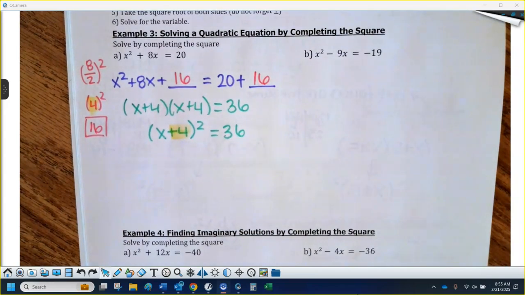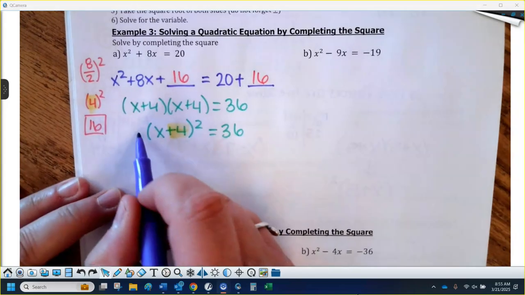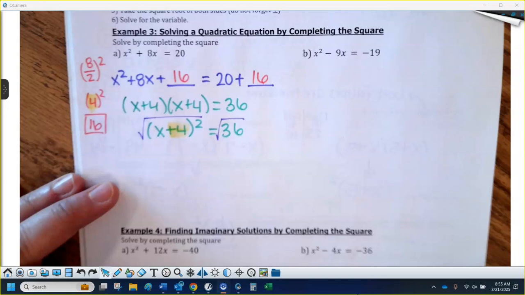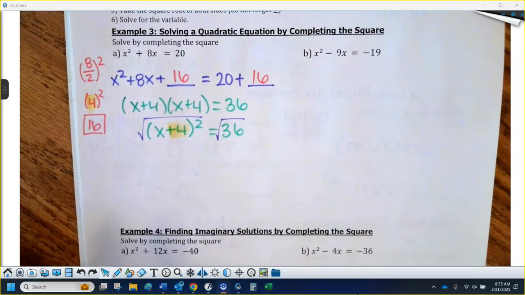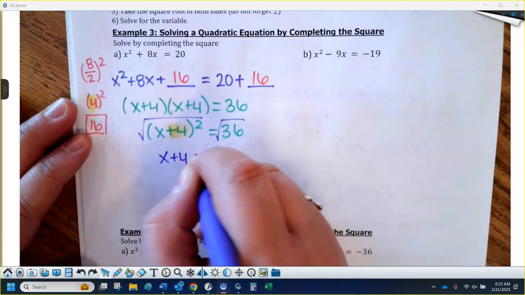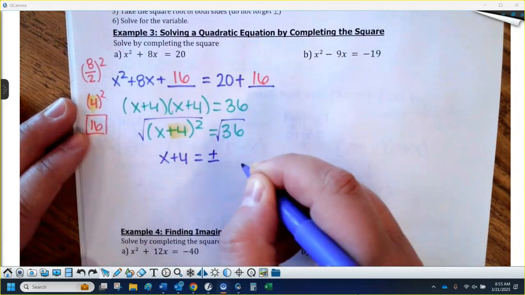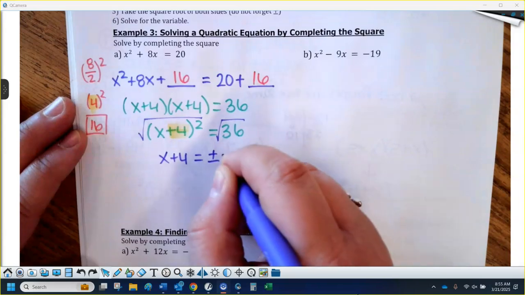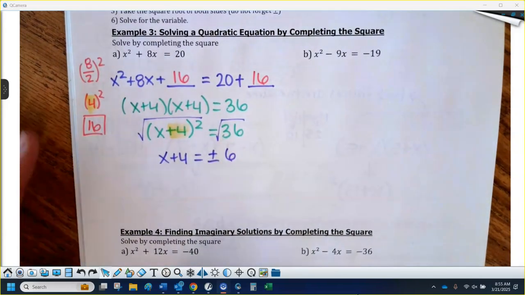Now this turns into super easy to solve because I can just take the square root here and get rid of the parentheses. That's the whole reason for doing this. You want the two factors to be the same, then we can squish them together, and then we can get rid of the parentheses just by taking the square root. So this becomes x plus 4. Now the other side, anybody know square root of 36? 6. Just don't forget your plus and minus.